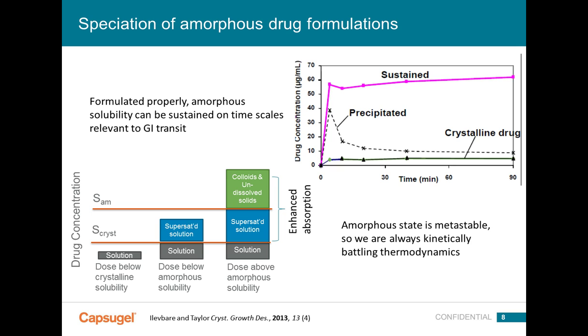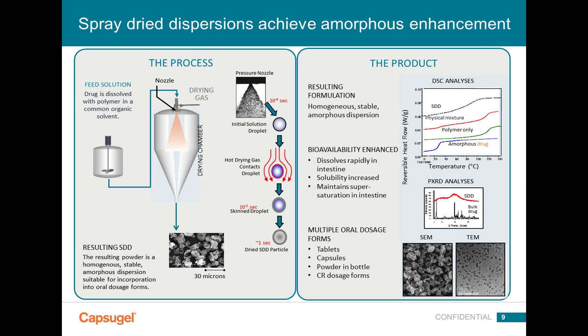These past few slides have motivated why amorphous formulations are useful, and now I'm going to discuss a little bit about how we manufacture them. One way of manufacturing solid amorphous dispersions is by spray drying. The drug and a dispersion polymer are dissolved in an organic solvent, and this solution is then atomized through a spray nozzle to form droplets.